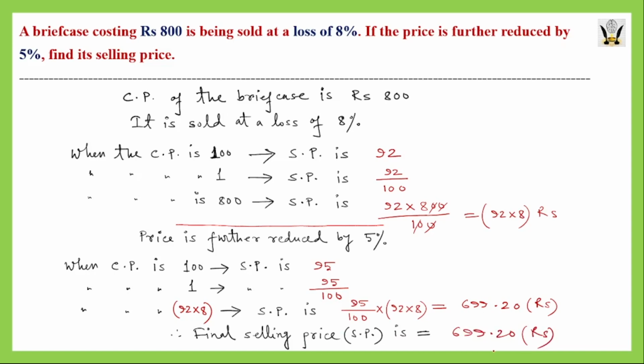So after further reduction by 5%, the final selling price of that briefcase will be 699.20 rupees. So this is how we simplify this type of problem, and this looks easier compared to the other two that we have solved just now.